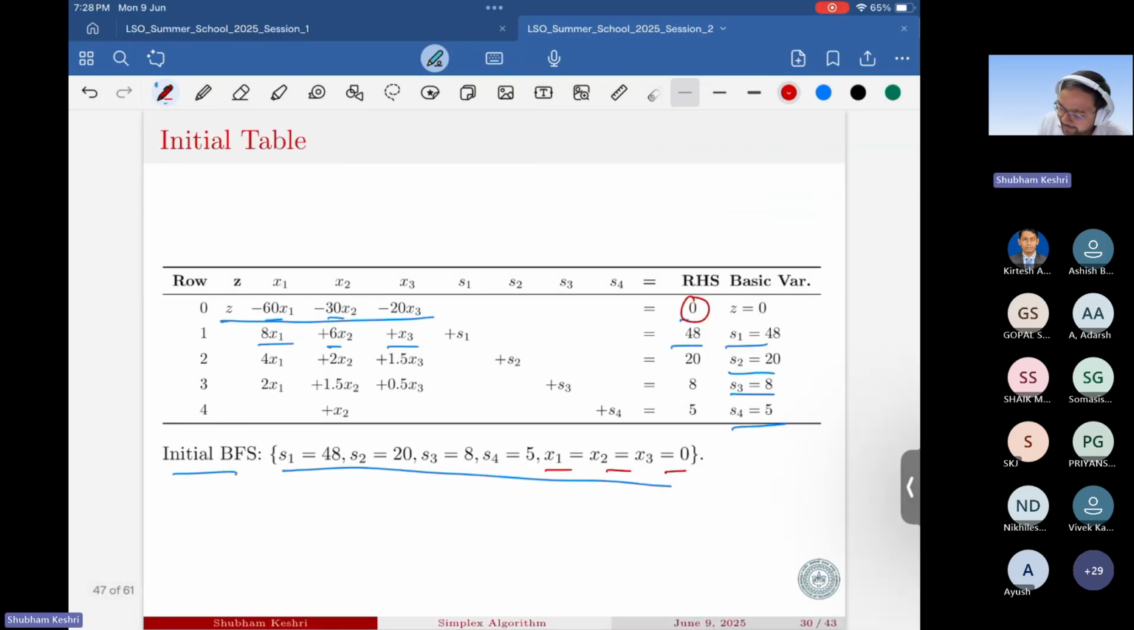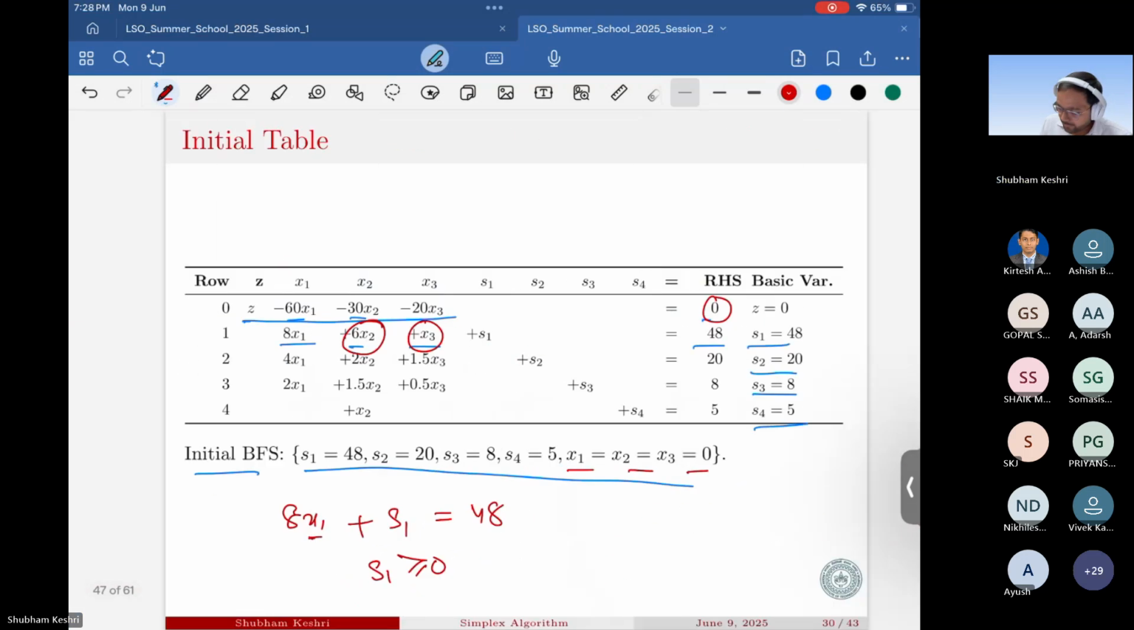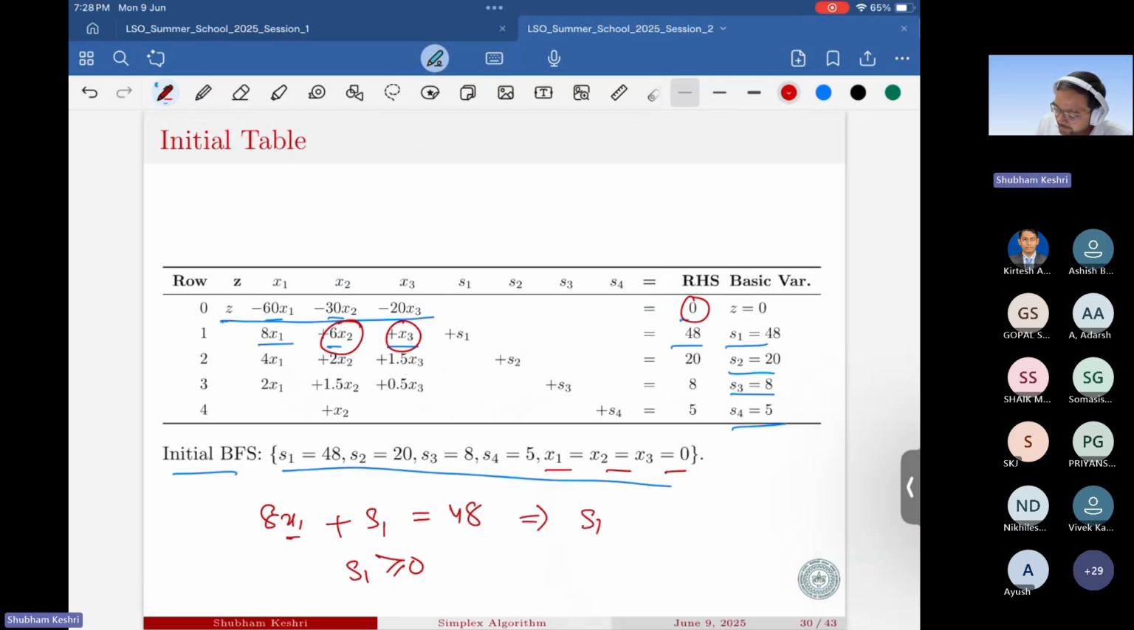You see, currently my row 1 is actually 8x1 plus s1 equals 48. Actually x1 is also 0, but for the time being I'm writing 8x1, since we want to make x1 positive. So x1 and s1, since they are variables in LP, are greater than or equal to 0. All variables are greater than or equal to 0. So s1 equals 48 minus 8x1.